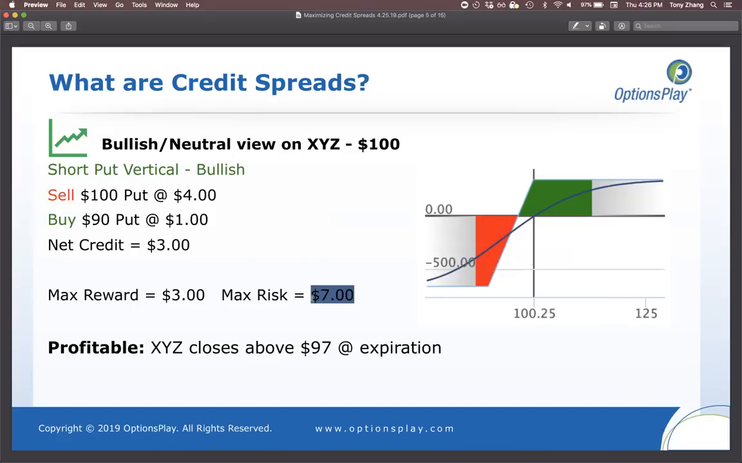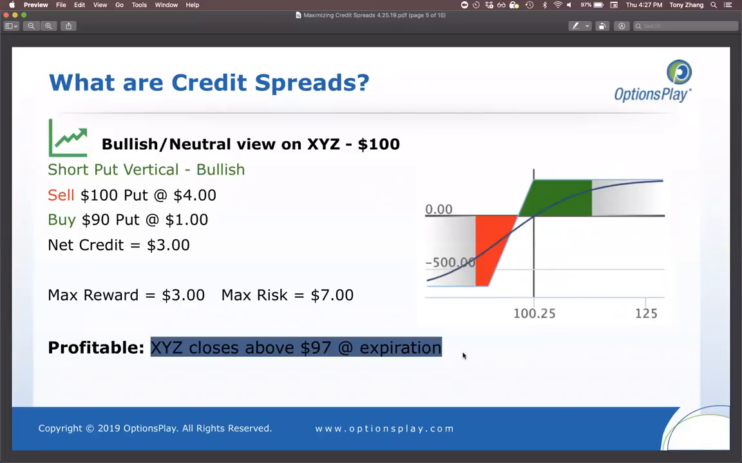What you're effectively doing is choosing different strikes to make sure that you have the risk to reward metric that you're seeking. That's what we're going to talk about here today: what are the right strikes to pick on a credit spread. This strategy is what we call a very forgiving strategy, because even though I'm bullish on stock XYZ, this strategy is profitable as long as stock XYZ closes at $97 or higher. So even if the stock goes down $2, I'm still profitable on this trade.